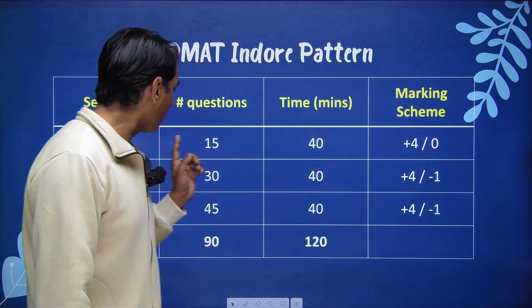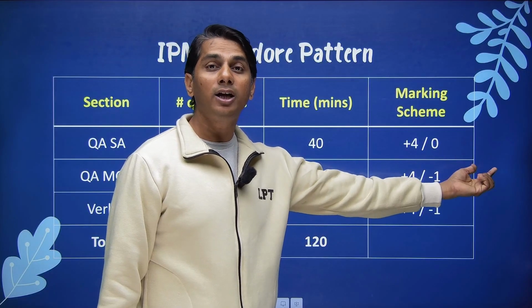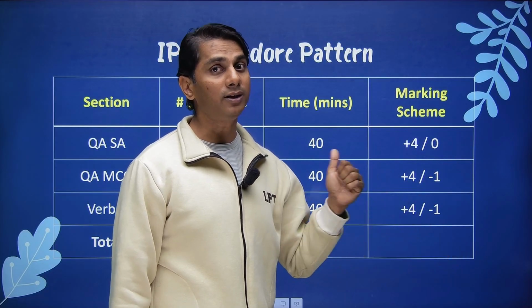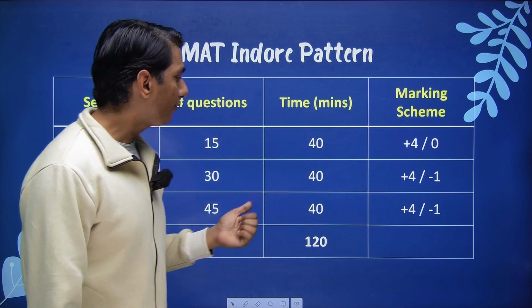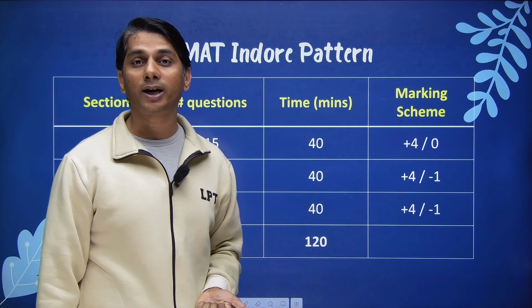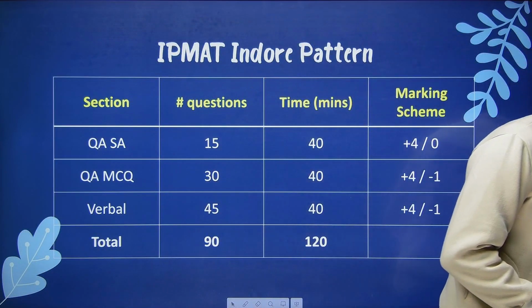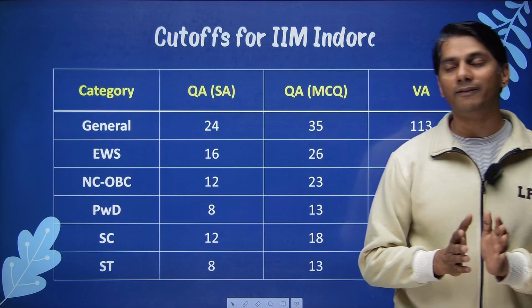For the short answer section of QA, the marking scheme is +4 for correct answers and no negative marking for wrong answers. Whereas for the other two sections, there is a marking scheme of +4 and -1: +4 for correct and -1 for incorrect answers. Right, so this is very standard information. You must all be aware of it.